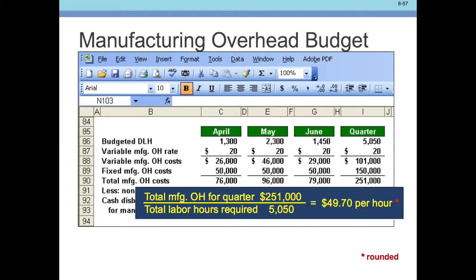And then we can look at that as the total manufacturing overhead for the quarter is 251, and the total amount of hours used was 5,050. So the 5,050 at the top, the 1,300, 2,300, and 1,450 adds to 5,050 hours, and the amount of our overhead cost was 251,000. So the amount of overhead cost per hour is $49.70, rounded off a little bit, but $49.70 is an important number as we go forward. We'll want to remember that number. So $49.70 is our total overhead per hour.